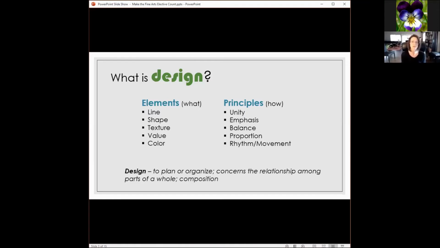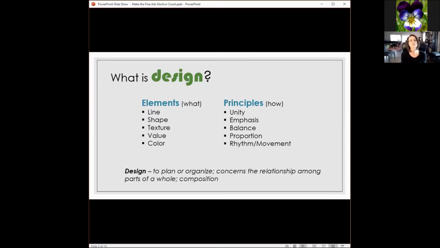We use the principles of unity, of emphasis, of balance, of proportion, of rhythm and movement, and learning more about what each of those things means and how to accomplish them is something that we teach. But basically, those are the ways that we put together our elements, and that creates the pleasing composition. And so with regard to the arts, this is how we talk about it. This is how we teach it.